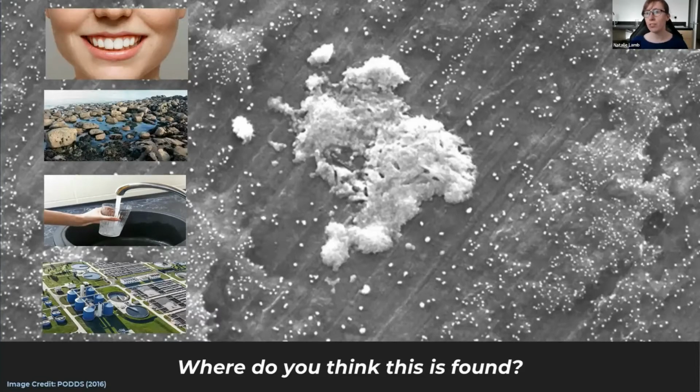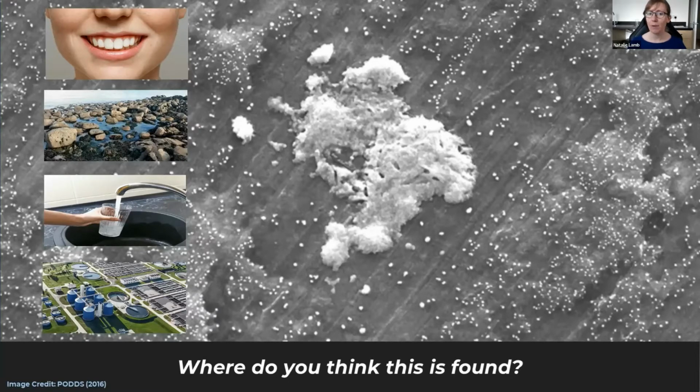So top left, we've got someone's teeth, someone's mouth. Underneath that, we've got a rock pool. Then under, we've got someone filling a glass with their tap water. And then underneath that, we've got, I must say, a pristine looking sewage treatment works. So where do you think this particular one is found? And where do you think it can be found in general? That is my question for you. I'm going to give you just a sec.